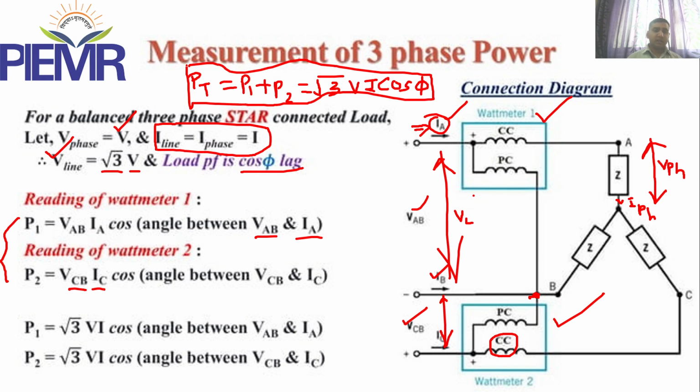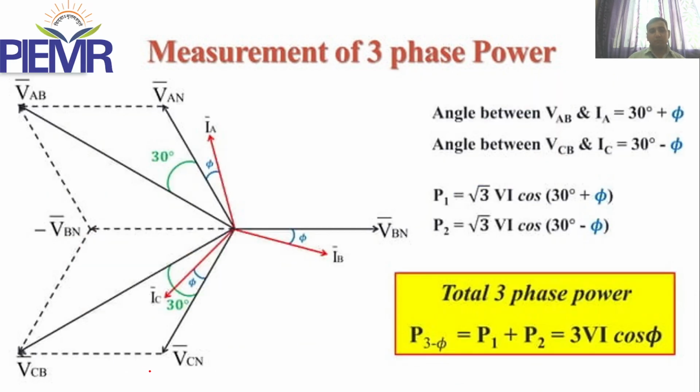Let's verify this. As we know, VAB and VCB are line voltages, so each is √3 of V, and IA and IC are the line currents, so I and I. The only thing left to consider is the angle between VAB and IA and the angle between VCB and IC. Now we calculate this by using the phasor diagram.